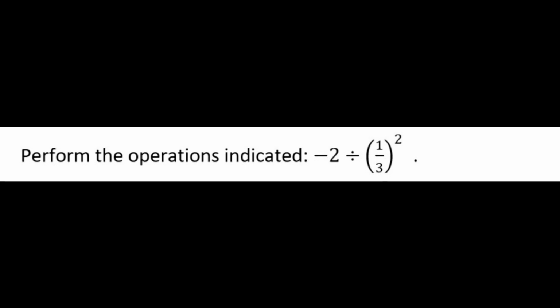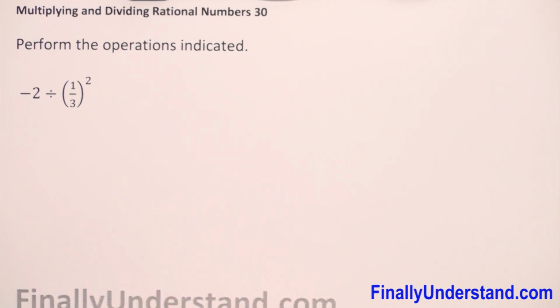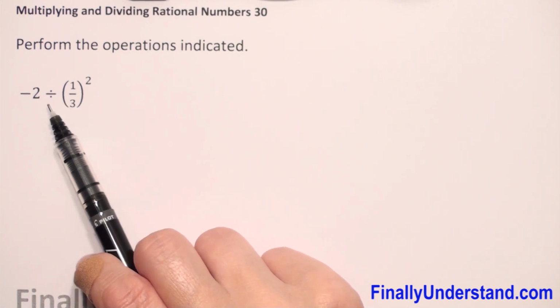Perform the operations indicated. We have here division, we have power. So first we have to do always parentheses, if we have, next power, multiplication, division, addition, subtraction. We have power, so first we have to do here the power, next division.